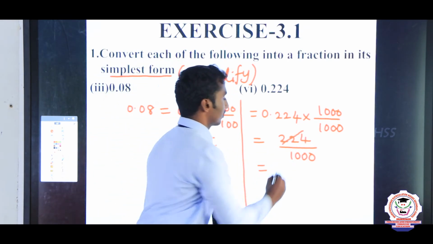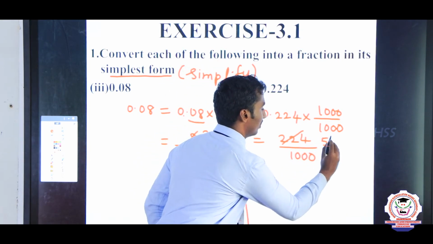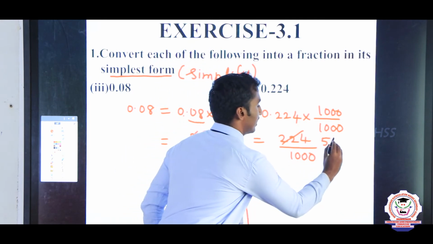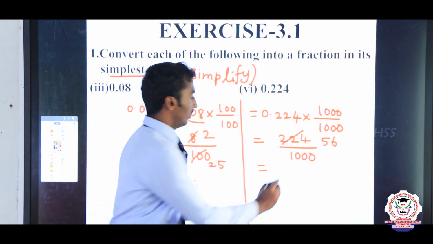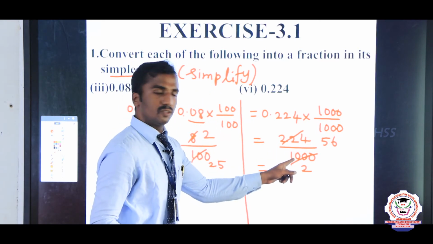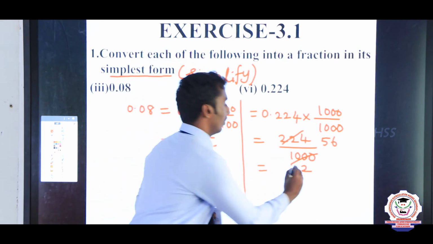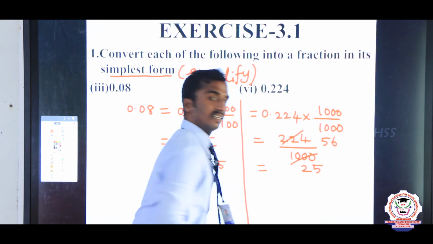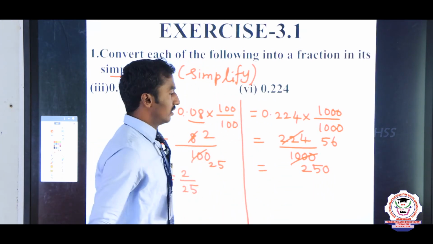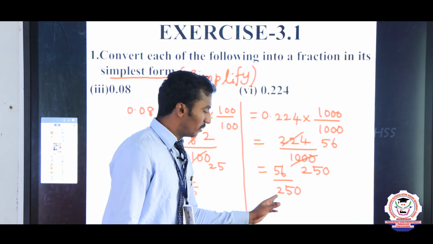Fourth table: 4 5s are 20, remaining 2, 24, 4 6s are 24. Next one, 4 2s are 8, remaining 2, consider 20, 4 5s are 20. Next remaining one more 0 having, so keep 0 here. So we get 56 divided by 250.